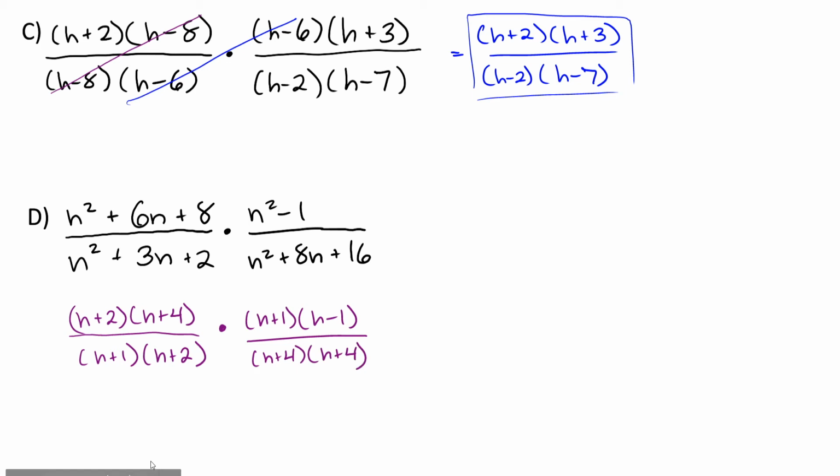Now we need to look for any common factors that divide out, and then we'll multiply. So we have a common factor of n plus 2. We have a common factor of n plus 4. Then we have a common factor of n plus 1. So in the end, we're left with n minus 1 over n plus 4.